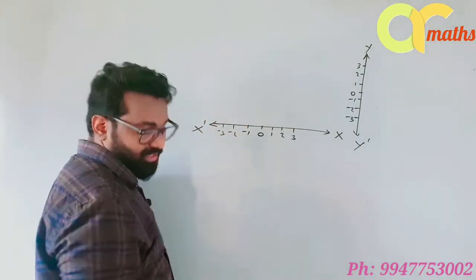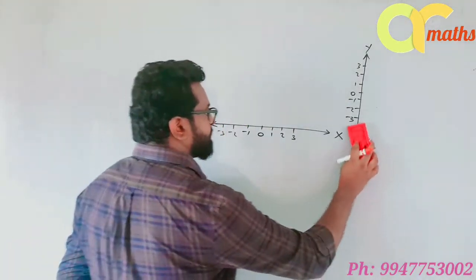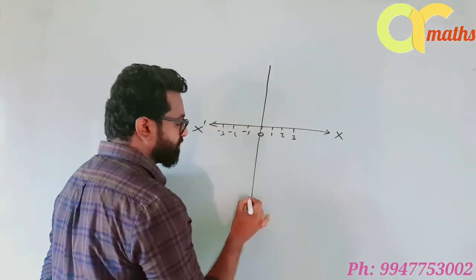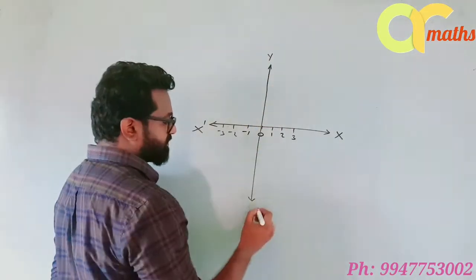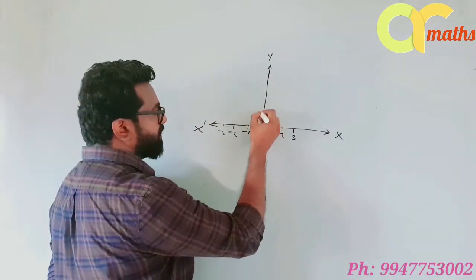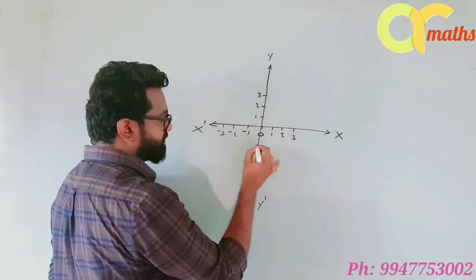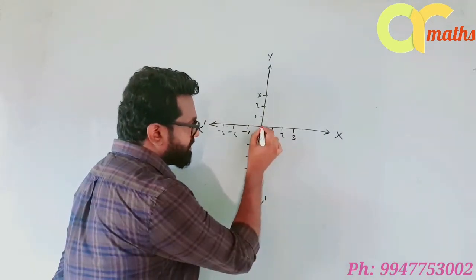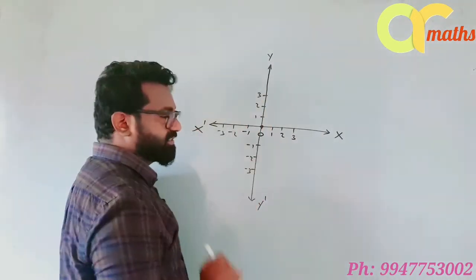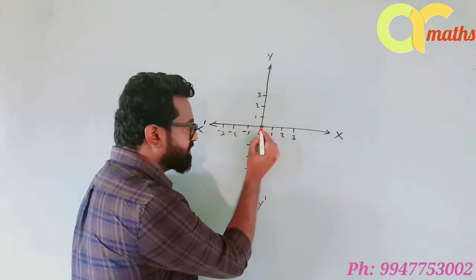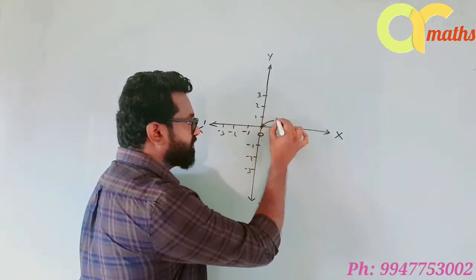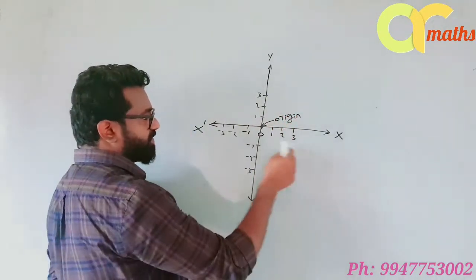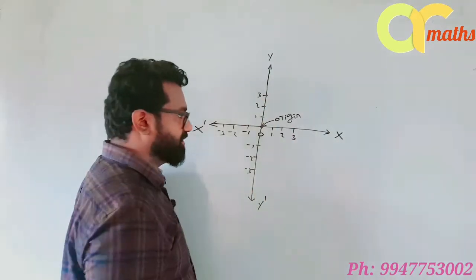Okay. Next, this x axis and y axis together, like this. This is y, this is y dash. Here 1, 2, 3, 4, 5, 6, etc. -1, -2, -3, etc. The intersection of these two axes is known as origin. What is that? Origin. The intersection point of these two axes is known as origin.